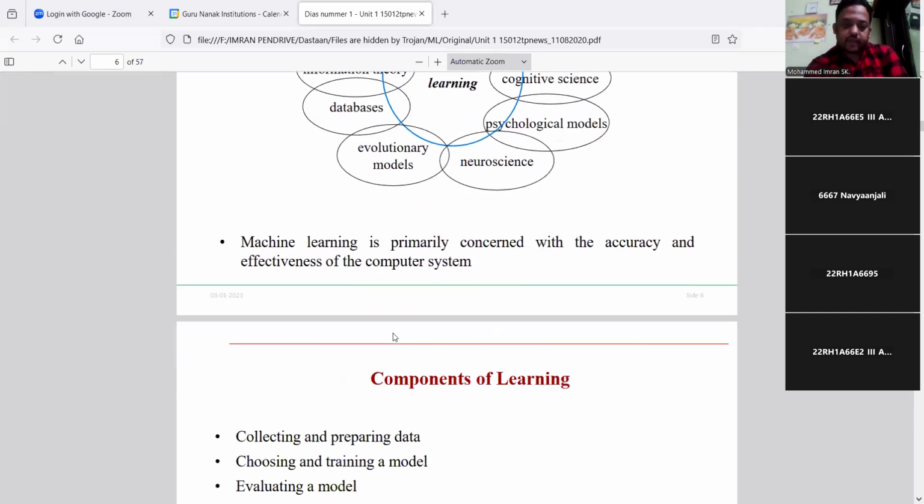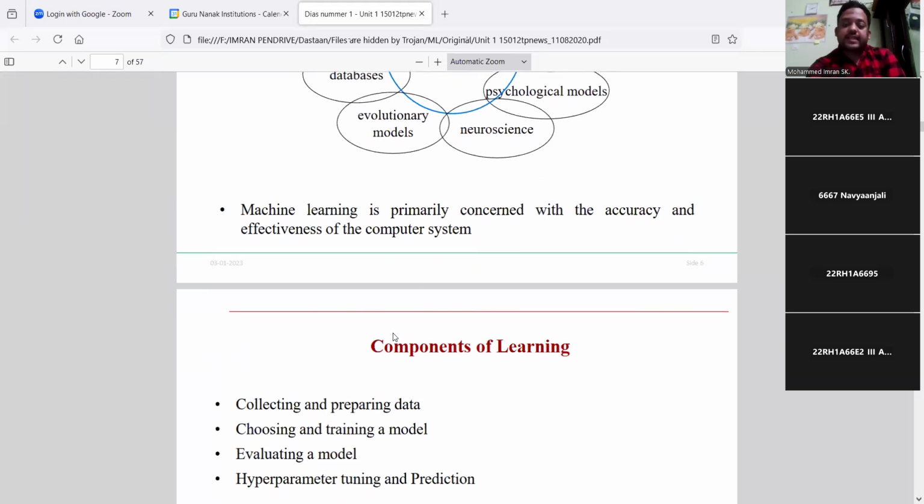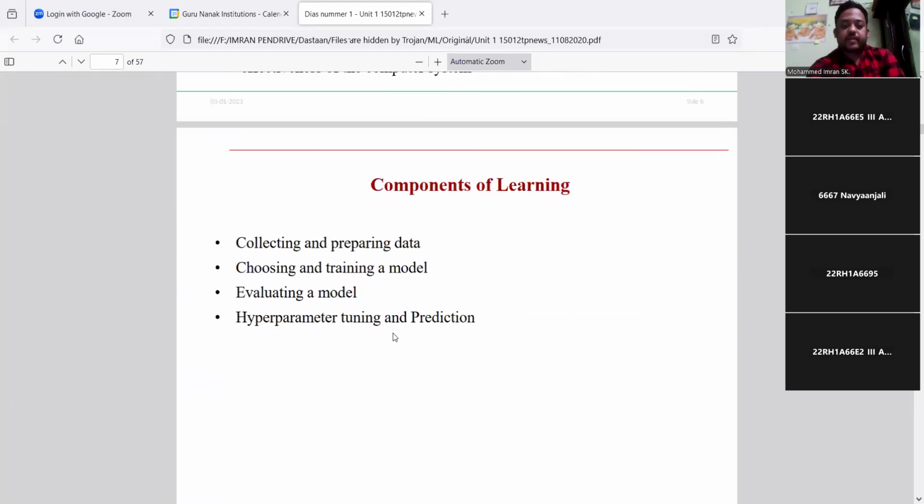In the projects you'll be asked what accuracy you have obtained, and how much performance improvement you have got from various algorithms, and also where you have gathered the data set. These are the basic questions when you consider a project. So machine learning is primarily concerned with the accuracy and effectiveness of the system, and these are the components of learning. Understand the difference: types of learning is different, again components of learning.